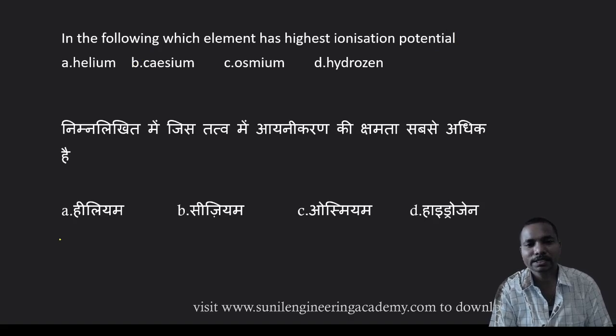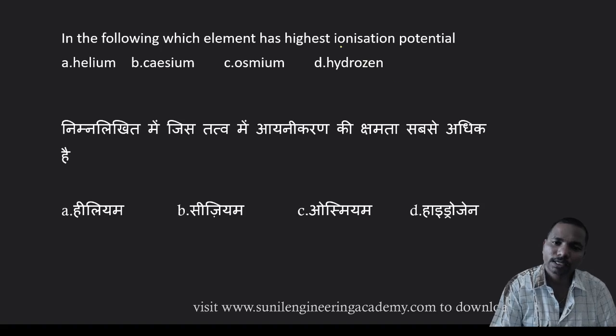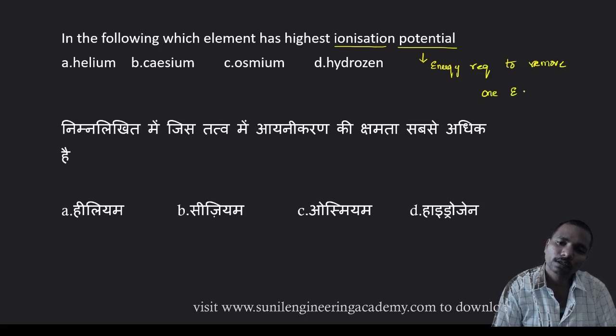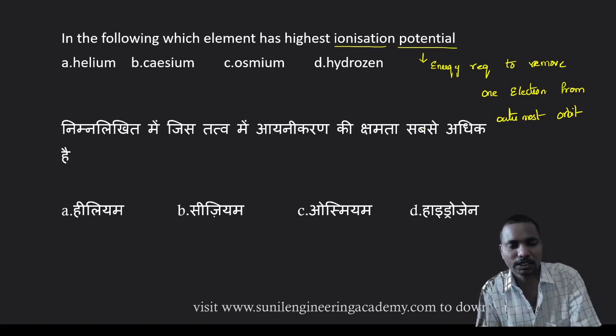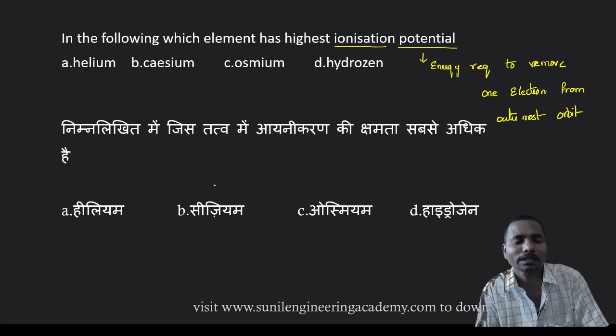In the following, which element has the highest ionization potential? What is the ionization potential? It is the energy required to remove one electron from the outermost orbit. If an element participates in the reaction, then we can remove that electron. If the element does not participate in chemical reactions at all, how can we remove the electron? That is very difficult.